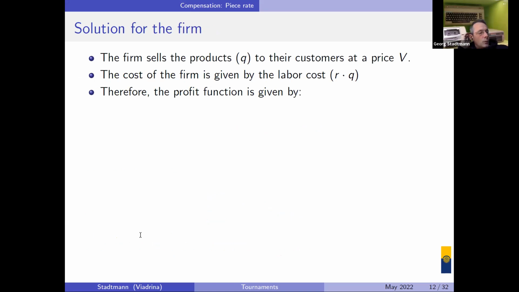We also have to check what's going on with the firm. The firm will sell the output to their customer at a price of v. This is the spectator. And the cost of the firm is given by the labor cost, r times q. Therefore, the profit function for the company is given by v times q. These are the revenues, and r times q. These are the costs for the company. When we put q out of brackets, then we get (v minus r) times q for the profit function.